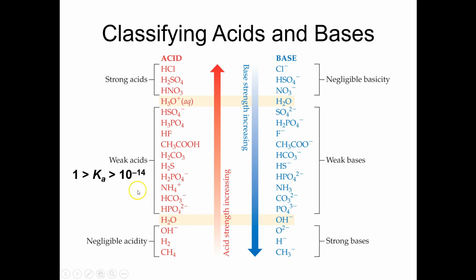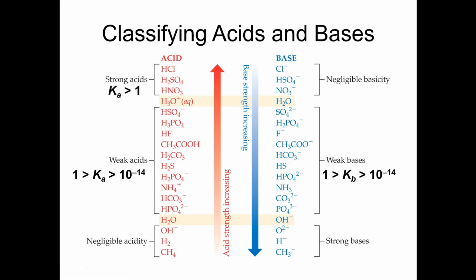Well, based on that Ka times Kb equals Kw, what we can figure out from that is, since all weak acids have Kas between 1 and 10 to the minus 14th, it turns out that their conjugate bases all have Kbs between 1 and 10 to the minus 14th, which makes them all weak bases.